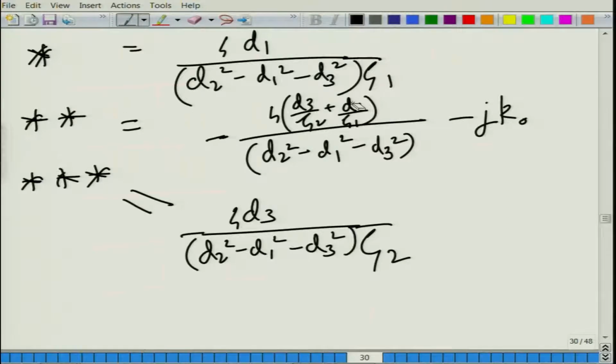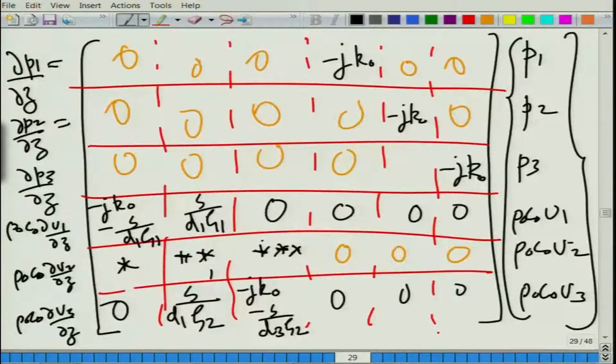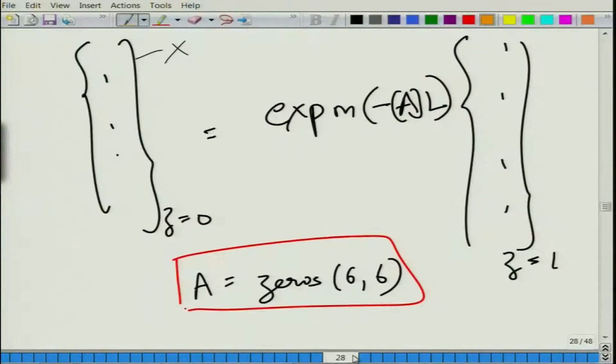Now, all these terms have to be put inside the appropriate entries here, and this of course will also be 0. So, this is the matrix. Again we are getting back the form, again as like I said, x dash is equal to Ax, where x dash means d/dz, that is a spatial derivative.